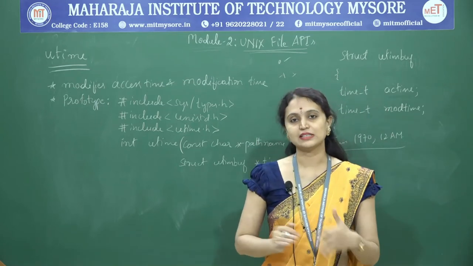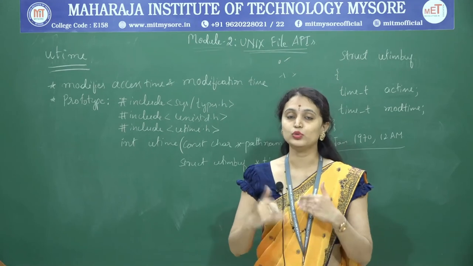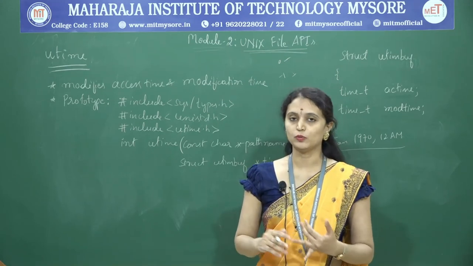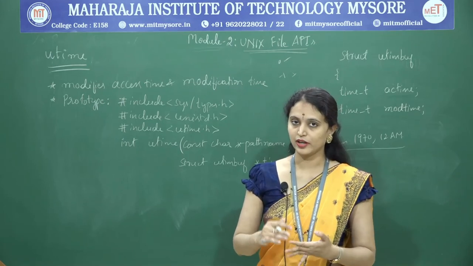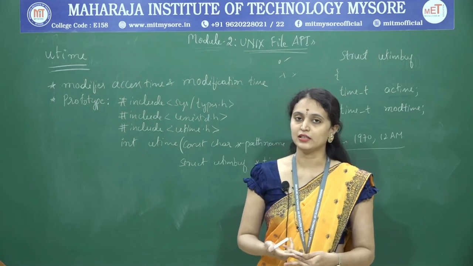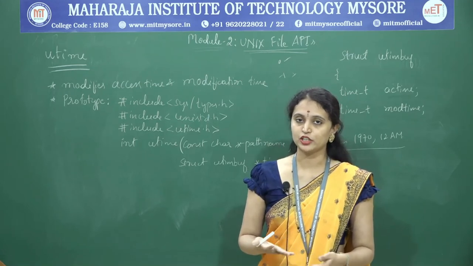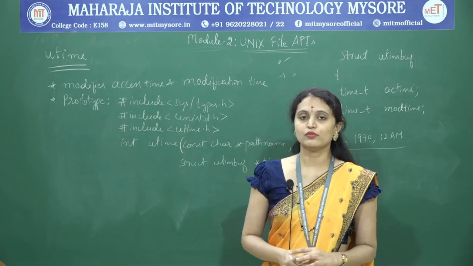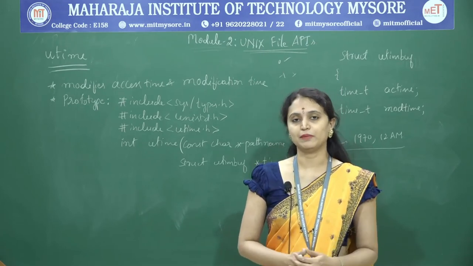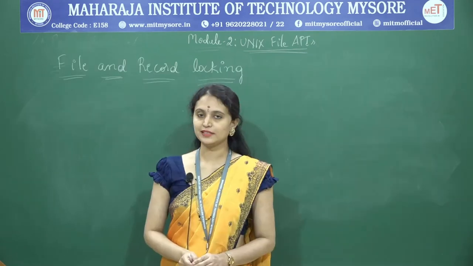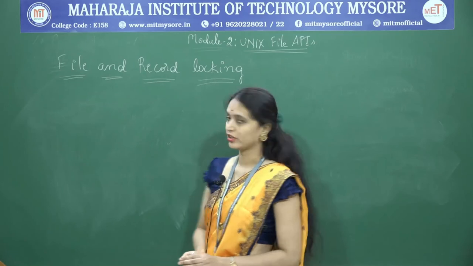So, till here we were discussing the different Unix file APIs. Okay. So, close API, open API, and then read, write, access, fstat, stat, lstat, chmod, fchmod, and then chown, fchown. So, we have discussed most of the APIs. We will look into the next concept. Next concept is file and record locking.